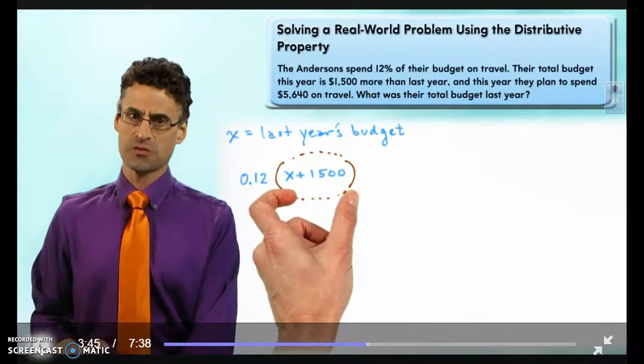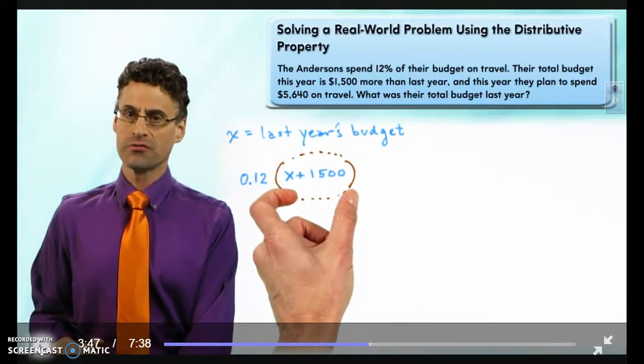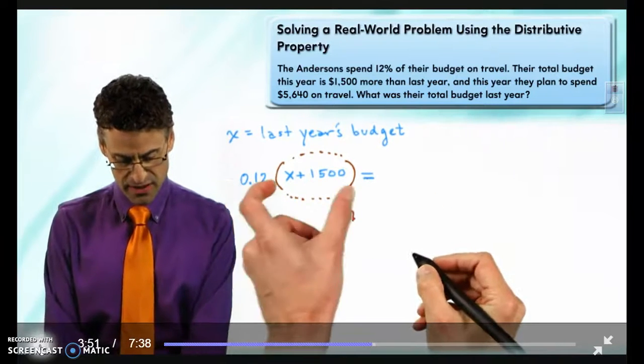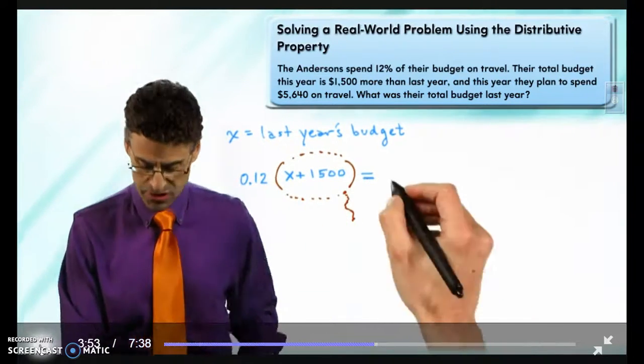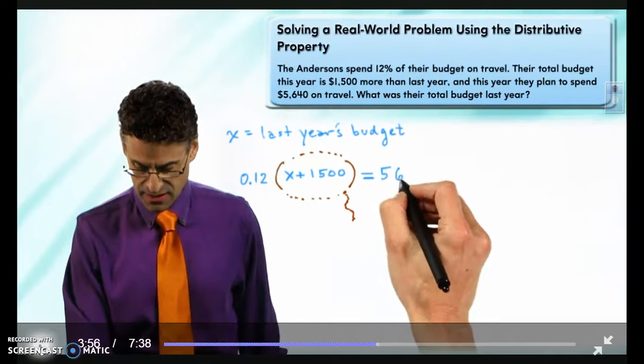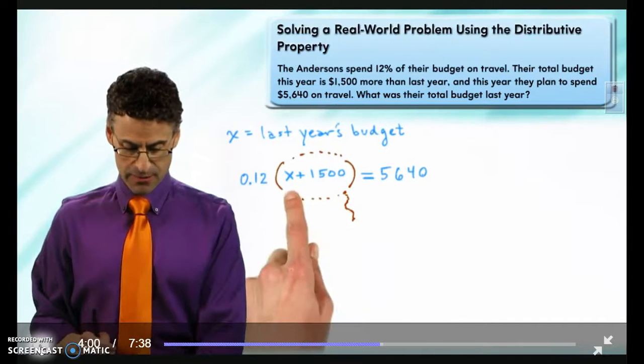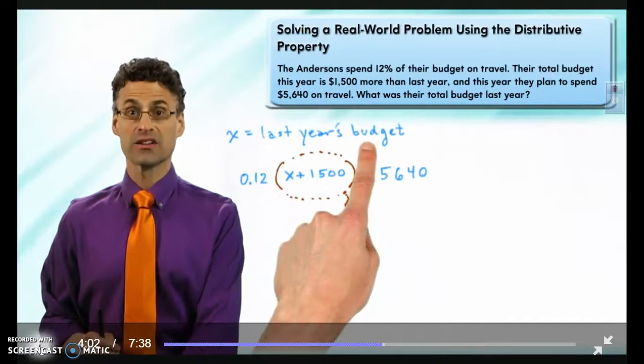But we know how much they want to spend. $5,640. So this has to equal, right? This is 12% of that is their travel budget, and their travel budget is $5,640. We just set up an equation to figure out what X is, and that was what we want to find out, last year's budget.